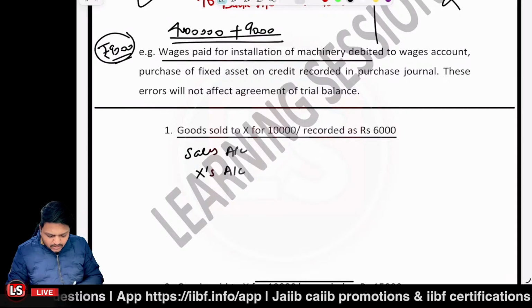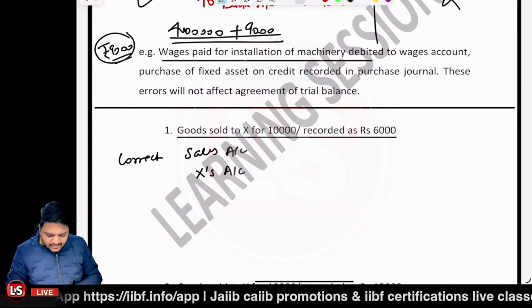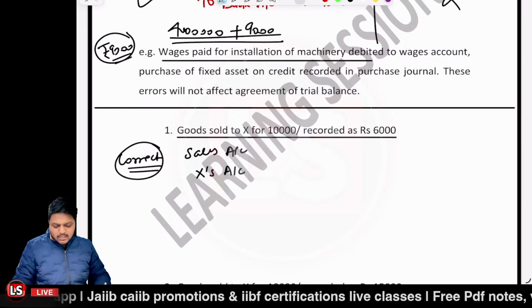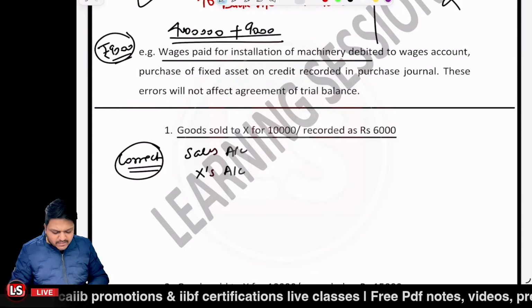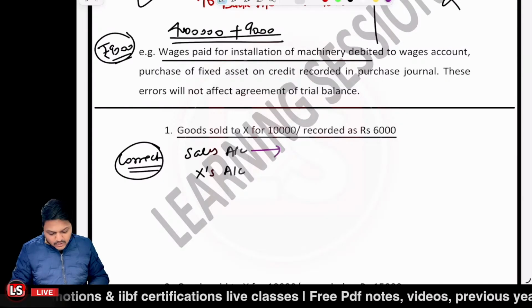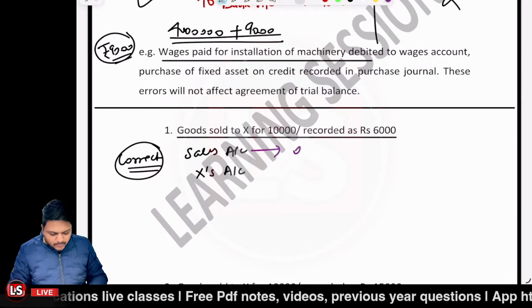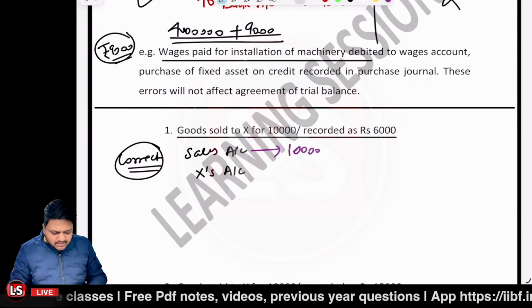Is that clear? First of all, I'm going to post the correct entry. So the correct entry would be what? Sales account is a nominal account and it's an income. So sales account will be credited. I'm not posting it in a journal entry manner, just writing it over here.